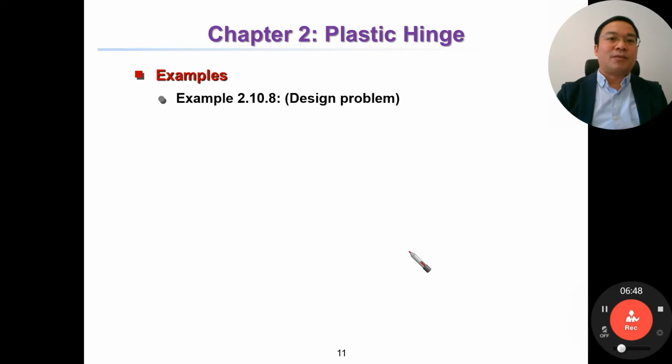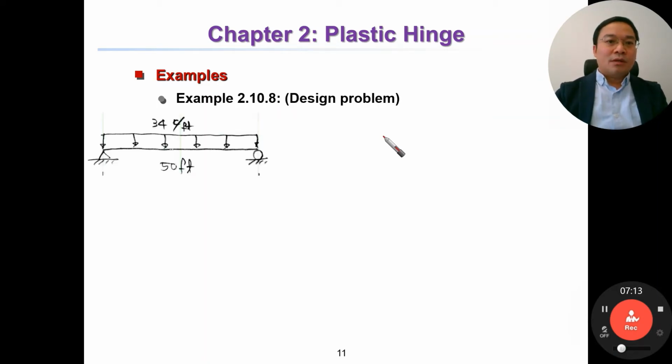Okay, so now I'm going to show you some examples on the design and analysis problem. First, I am going to explain an example for design problems. Example 2.10.8 in the textbook, and you can also check the textbook for this example. Let's consider a simple beam. The length of the beam is 50 feet, and the load here is 34 kips per foot.